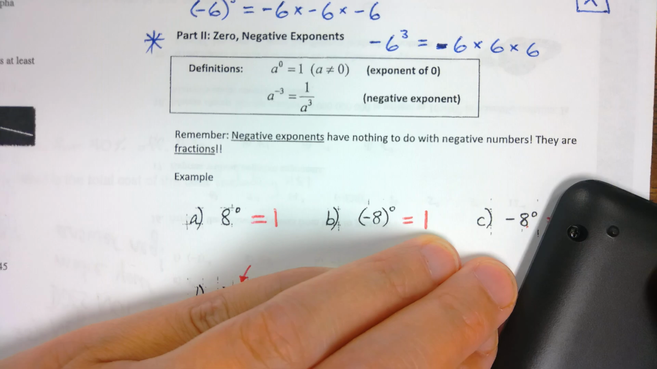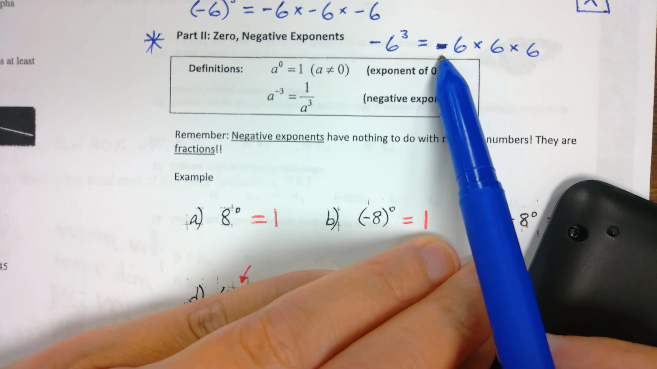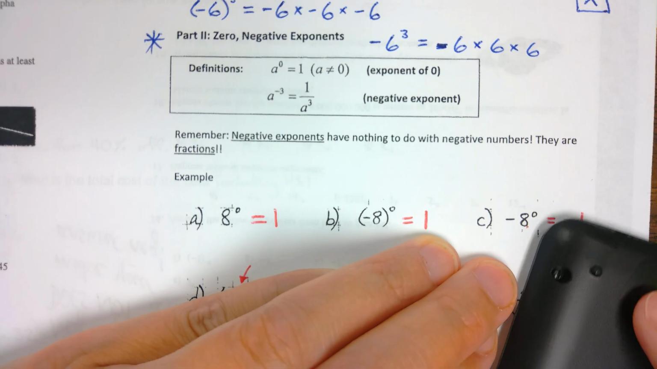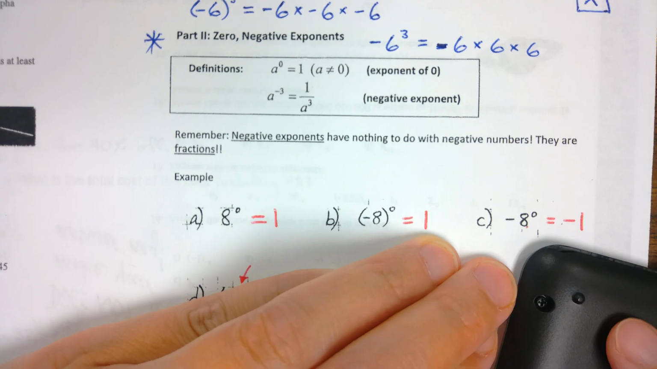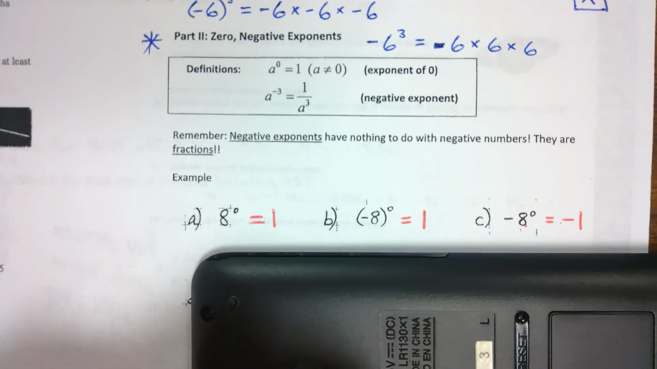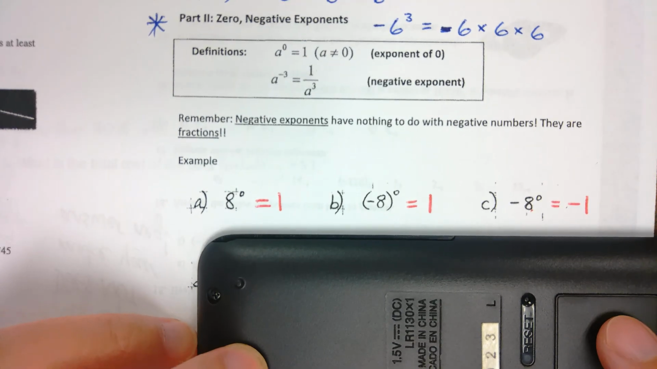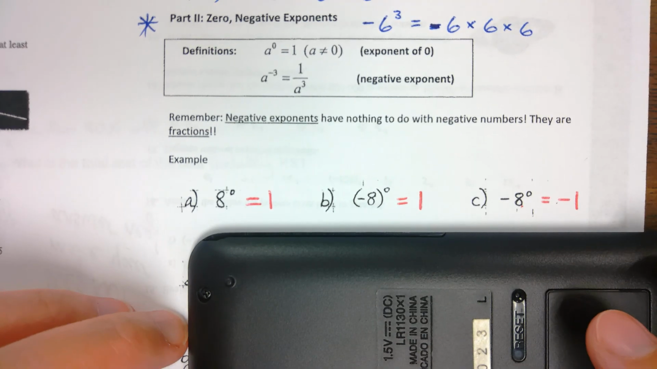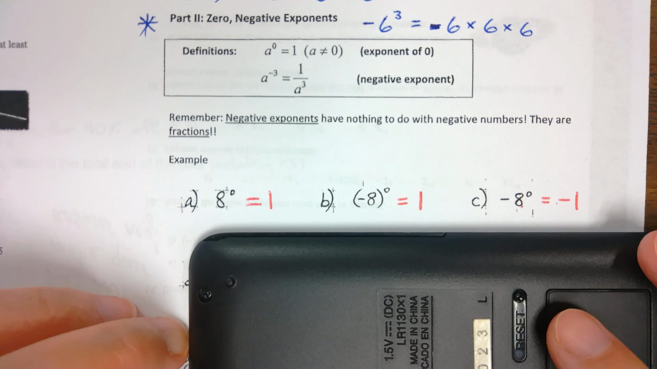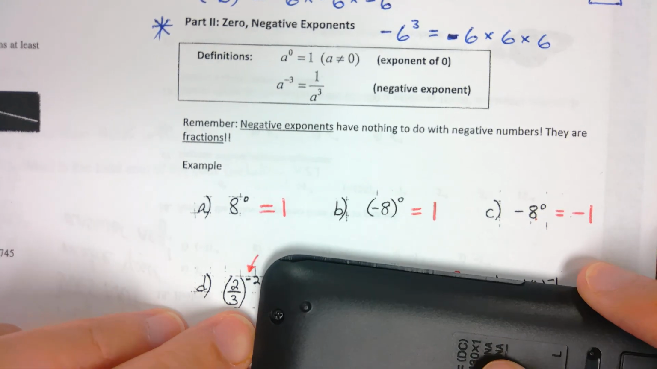Ooh, no brackets. So just like right here, I have that negative on the outside. So this would be -1. Okay. That negative is not raised to the power of 0. So that's why it's just a negative on the outside and then the 8 to the 0. Okay. You guys following along? Okay. Make sure you're focusing. All right. This one.